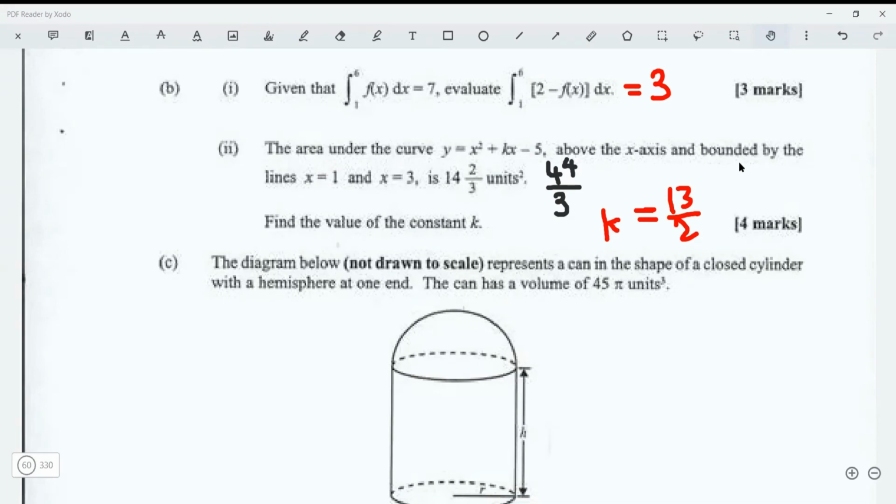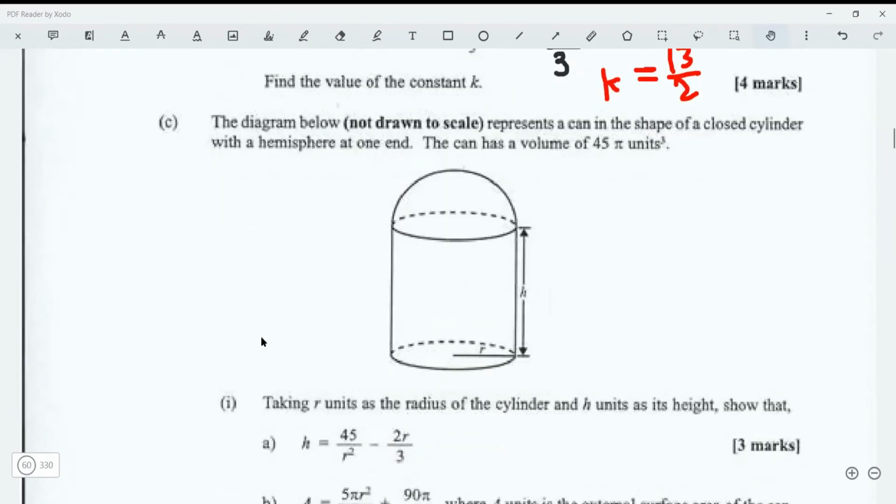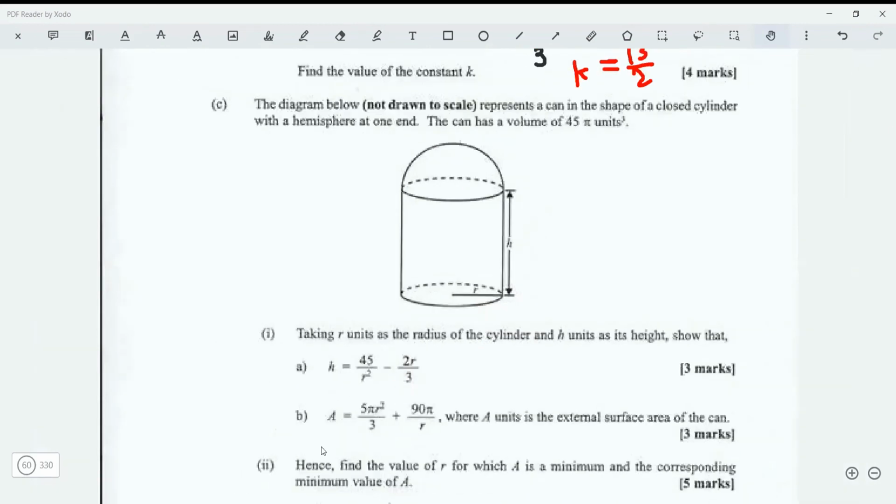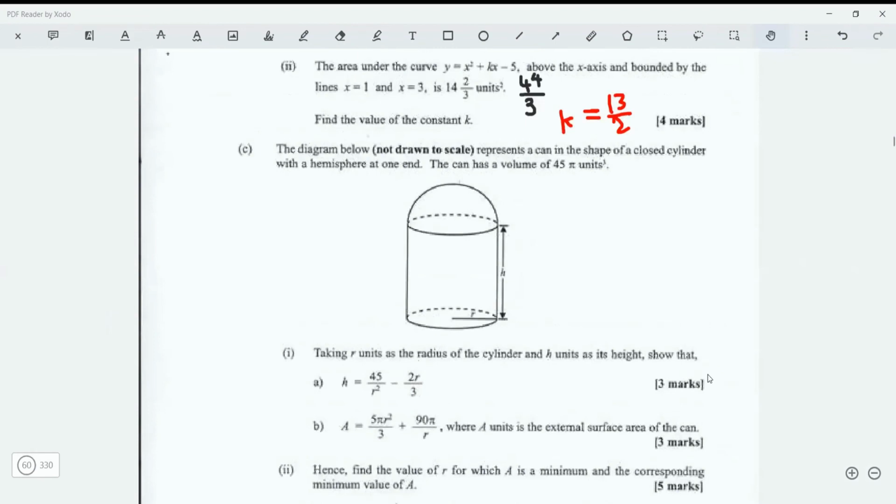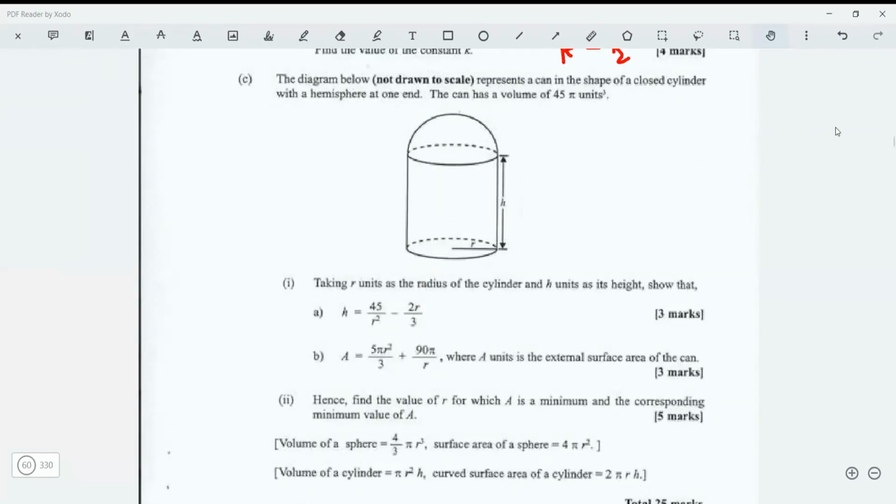All right, so now to do the rest of this question, we need to look at part C, and part C gives us this diagram. It says the diagram below, not drawn to scale, represents a can in the shape of a closed cylinder with a hemisphere at one end. The can has a volume of 45 pi units cubed.